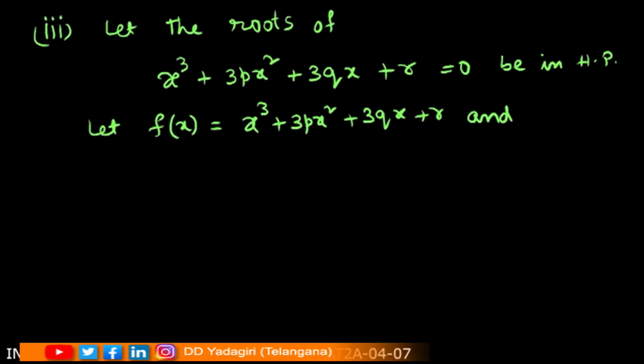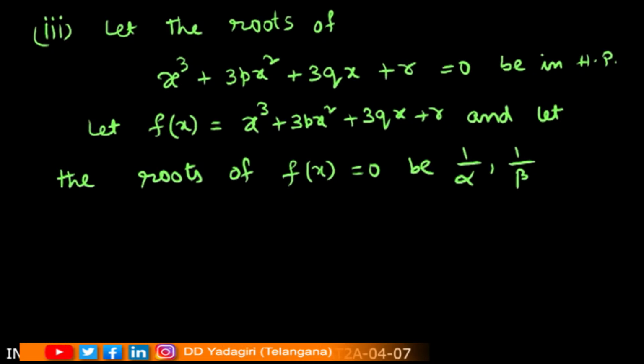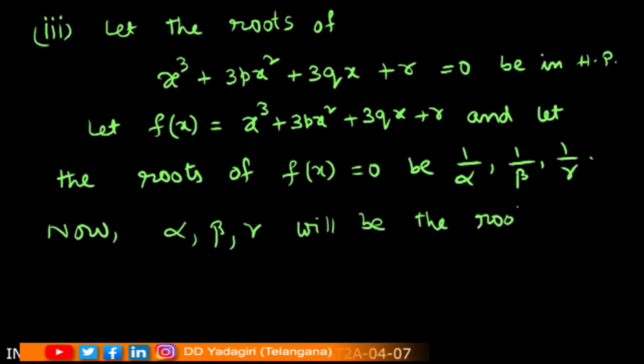and let the roots of f of x is equal to 0 be 1 by alpha, 1 by beta and 1 by gamma. Okay. Now alpha, beta, gamma will be the roots of f of 1 by x is equal to 0, and the roots are in AP.